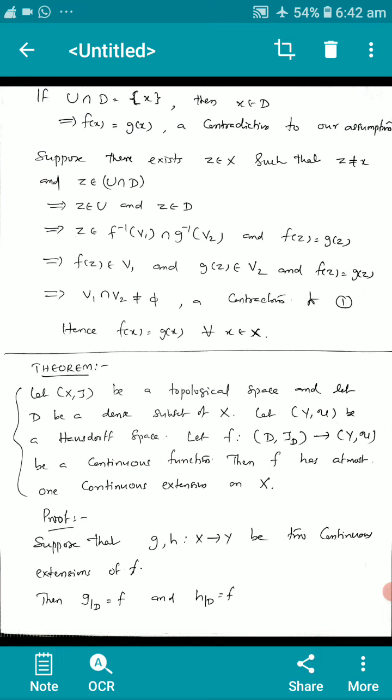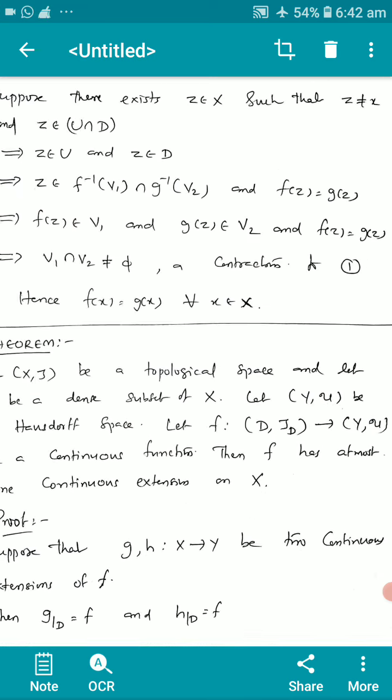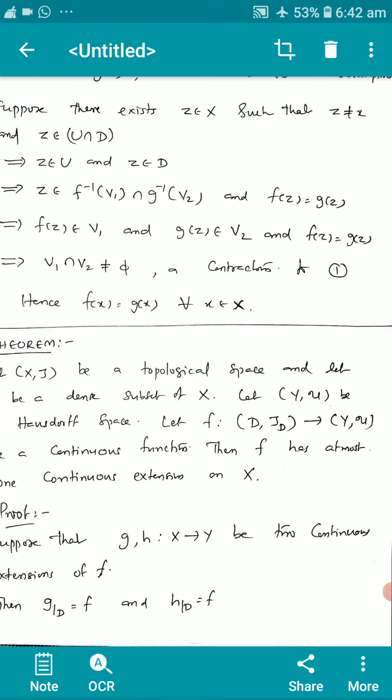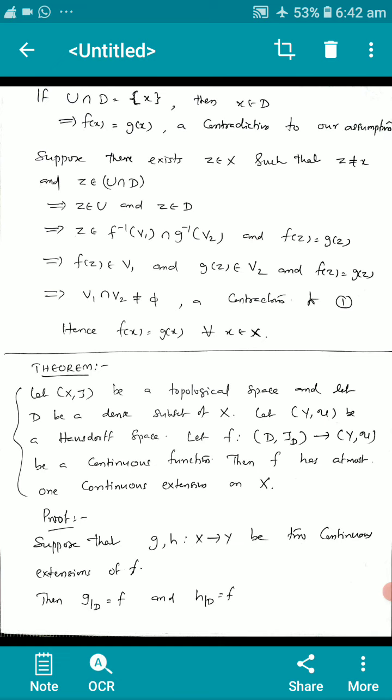Next theorem. Let X be a topological space and let D be a dense subset of X. Let Y be a Hausdorff space. Let f from D, with the subspace topology, to Y, where Y is a Hausdorff space, be a continuous function. Then f has at most one continuous extension on X.